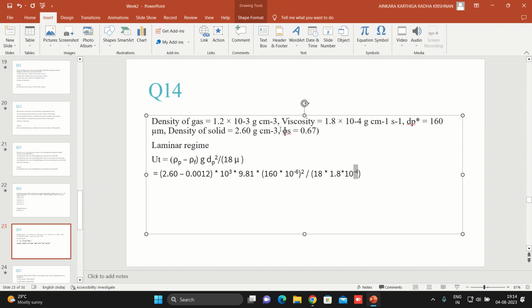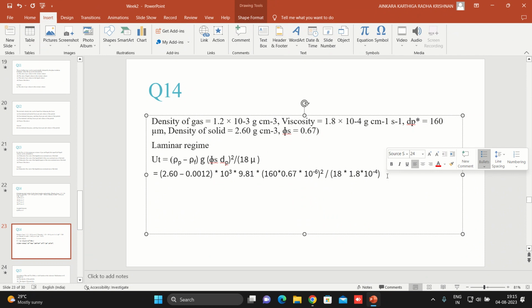Here we should include phi s, that is sphericity, with dp, so it would be phi s into dp square. Since it is given irregular shaped particles, it is phi s into dp square. Phi s is 0.67. So the answer is roughly 0.09 meter per second.